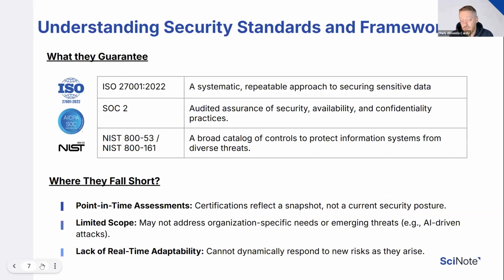But they do fall short, is the reality. ISO 27001 gives you a repeatable process for data security. SOC 2 provides audit assurance of key practices. And as I said, NIST offers a broad catalog of controls for diverse threats, but they're not perfect by any means. They're often point-in-time assessments, not reflecting your current state of security posture.